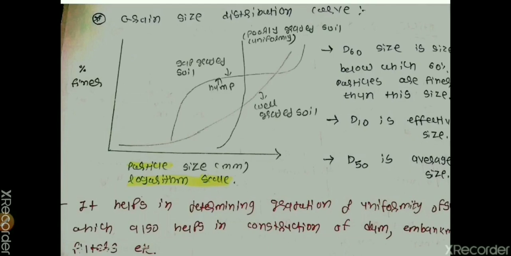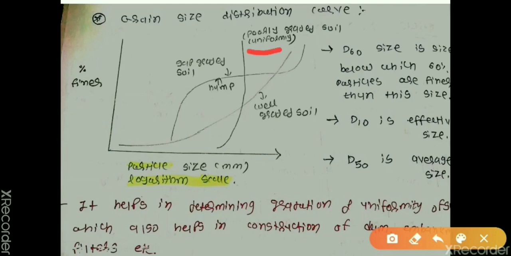So it is a well graded soil. There are no particle sizes missing, and there is no excessive amount of one particle size. There is a presence of every particle size, so it is called a well graded soil.